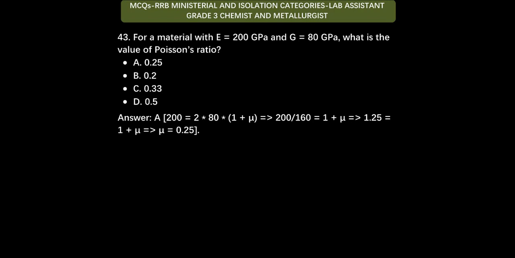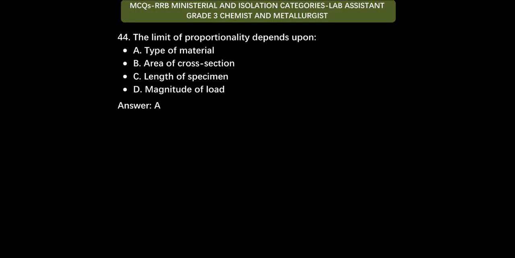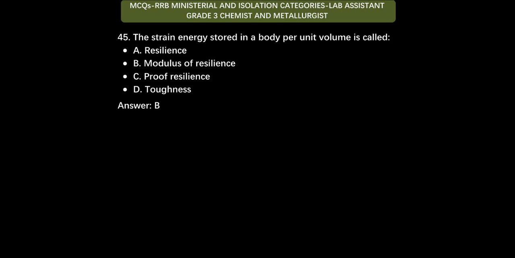For a material with E equal to 200 GPa and G equal to 80 GPa, what is the value of Poisson ratio? Option A, 0.25. The limit of proportionality depends upon option A, type of material. The strain energy stored in a body per unit volume is called option B, modulus of resilience.